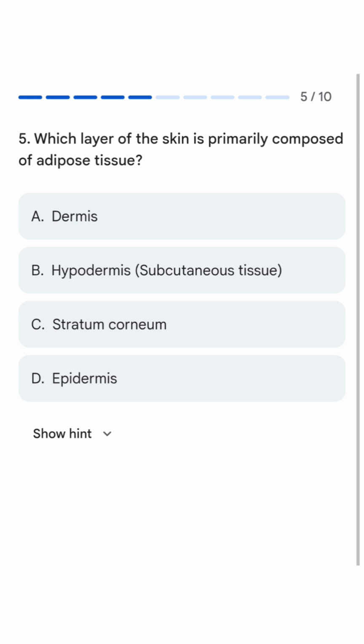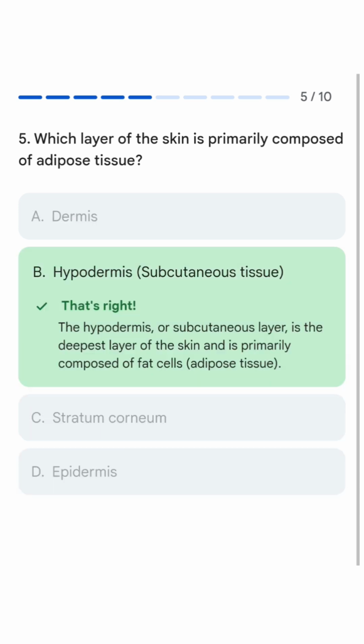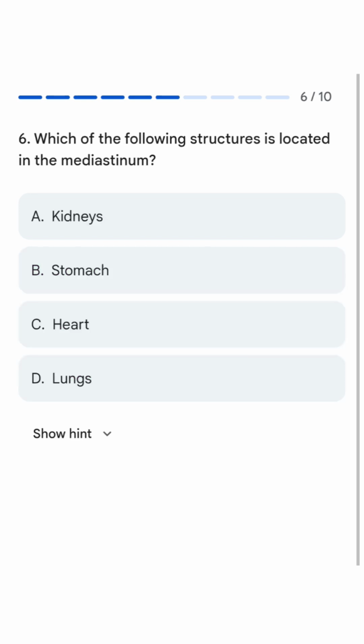Which layer of the skin is primarily composed of adipose tissue? Dermis, hypodermis, stratum corneum, epidermis. This layer is also known as the subcutaneous tissue. The hypodermis or subcutaneous layer is the deepest layer of the skin and is primarily composed of fat cells.